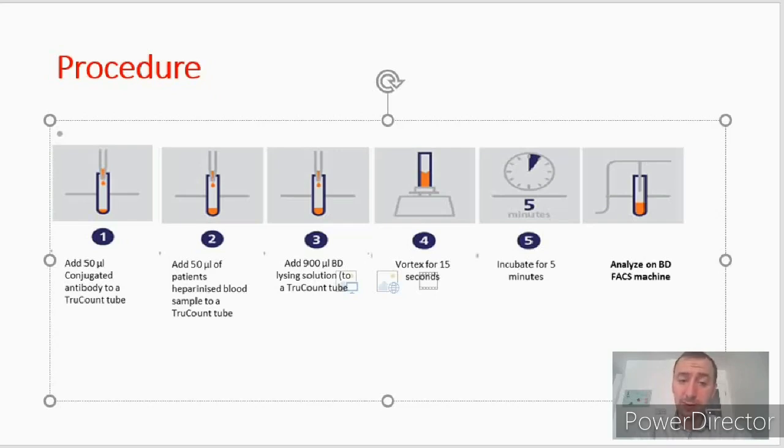In terms of the procedure, the clinician would take a specialized tube called a TruCount tube, which contains in it counting beads, which we'll cover shortly. So they would take this TruCount tube and they would add 50 microliters of antibody. They would then subsequently add 50 microliters of patient's heparinized blood sample to the TruCount tube. And after that, they would add 900 microliters of BD lysing solution to the TruCount tube. They would subsequently vortex the mixture, let it incubate in the dark for 5 minutes, and after that, the blood sample is ready to be analysed on the flow cytometry machine.